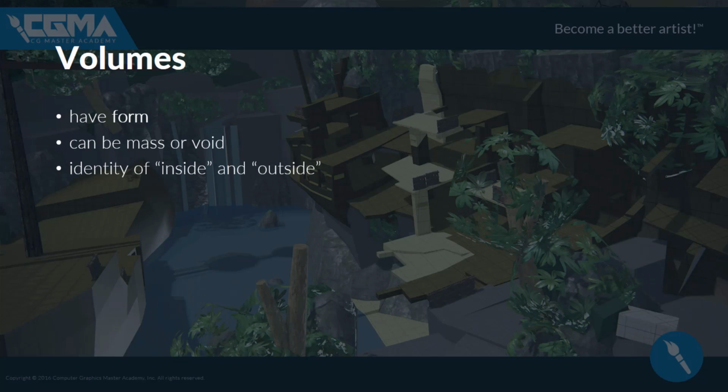So volumes are the thing that we are eventually trying to create a sense of as we create our layout design.